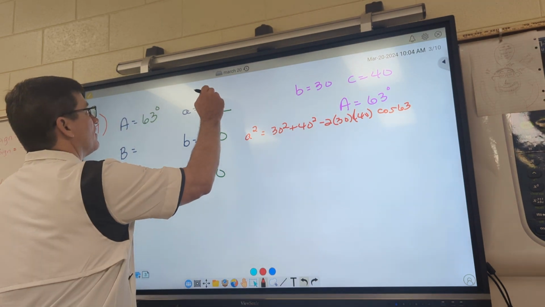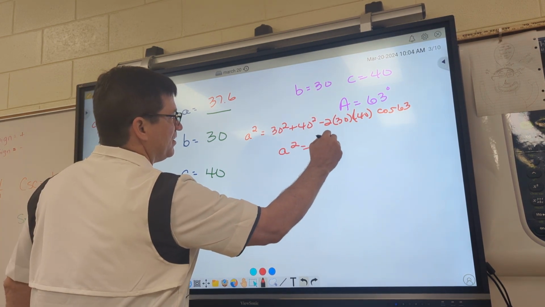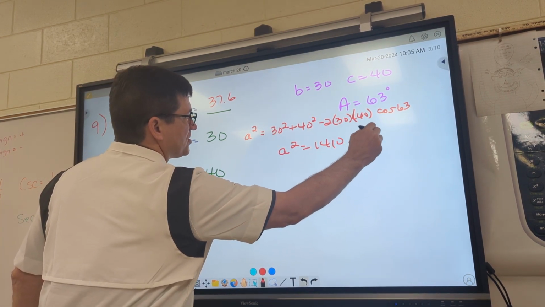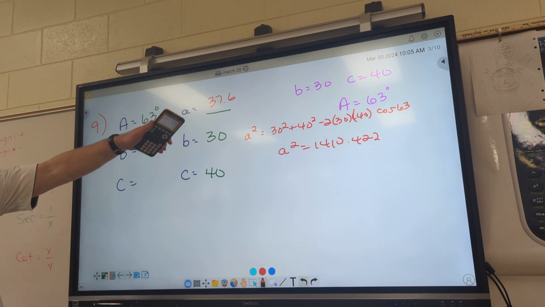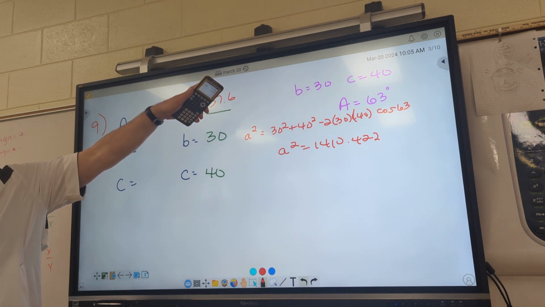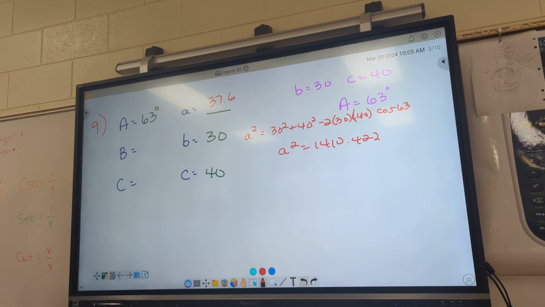Yes, sir. 37.6. Remember, you get A squared equals this big number, and that should let you know something's wrong. Our side's not going to be 1,410 feet long. All right, take the square root. You should get 37.6, Logan. Is that what you got? Good. Round it up to 37.6.